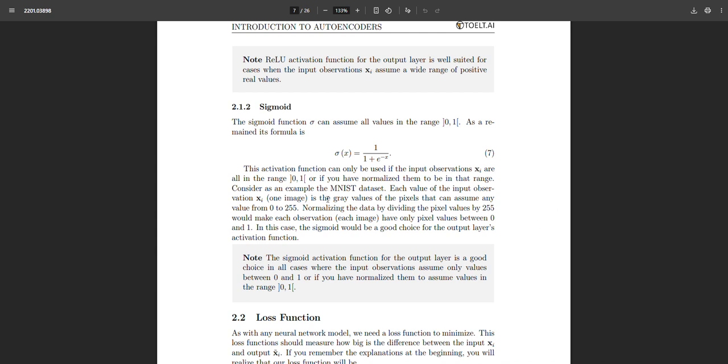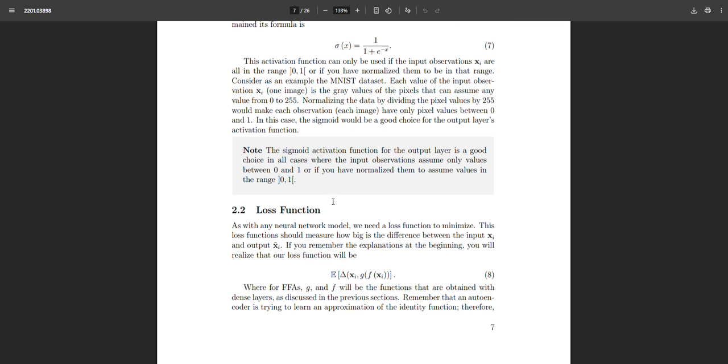Consider the MNIST dataset as an example. Each pixel's gray value is originally an integer between 0 and 255. By dividing all pixel values by 255, we normalize them to fall between 0 and 1. In this normalized case, the sigmoid function would be an excellent choice for the output layer activation. In summary, the sigmoid activation function for the output layer is the right choice whenever your input observations are scaled to be between 0 and 1.